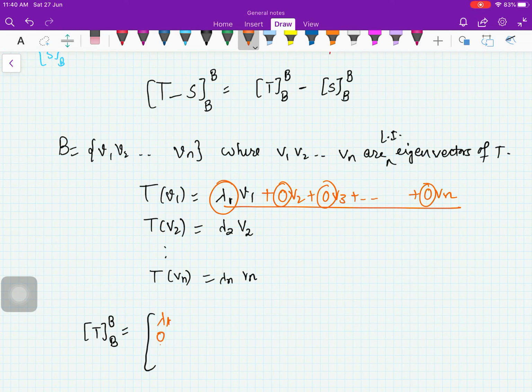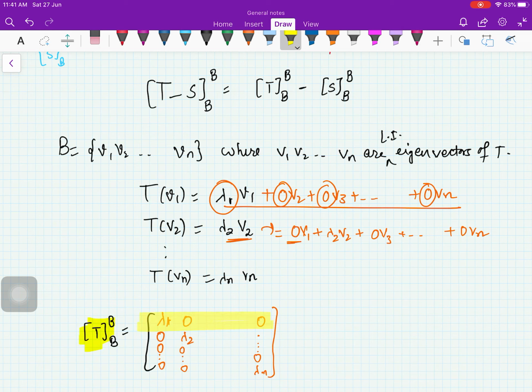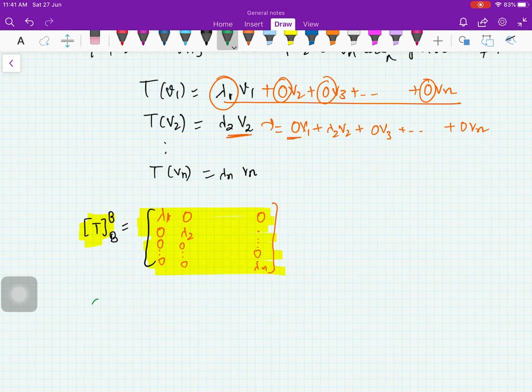Similarly here I can write this as 0 into V1 plus lambda 2 into V2 plus 0 into V3 plus so on, 0 into Vn. So you will have this column as 0, lambda 2, 0, 0, 0 and so on. Similarly you have a third column and the last column will be 0, 0, 0, lambda n. So this is the matrix representation of T with respect to the basis B.